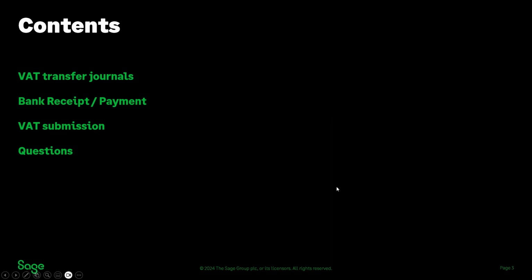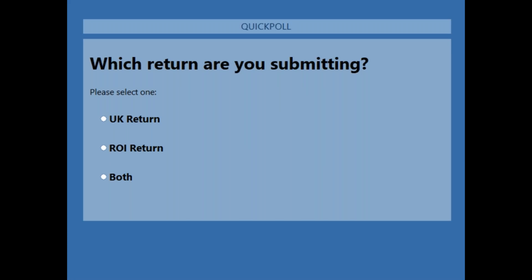Okay, so this is what we're going to be covering today. We're going to be looking at VAT transfer journals. We're also going to be looking at options for processing the bank payment or receipt to or from HMRC or ROS, and then we're going to look at VAT submission. And VAT submission will be different depending on whether you are UK based or if you're in the Republic of Ireland. So with that in mind, I do have a very quick poll to start off the session with, just to find out how many of you are doing a UK return, how many of you are doing a Republic of Ireland return, and also how many of you are actually doing both.